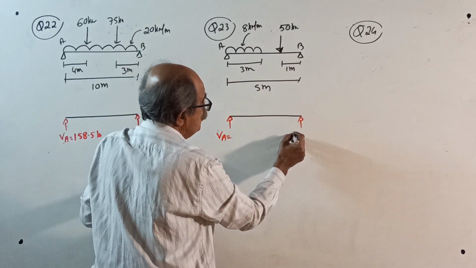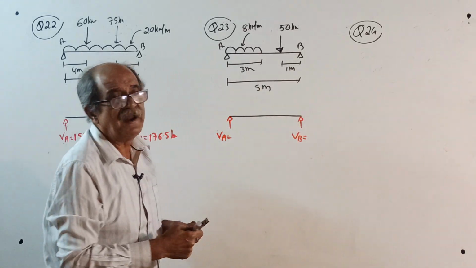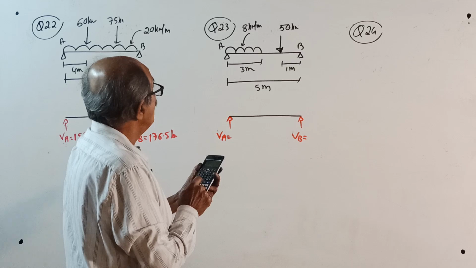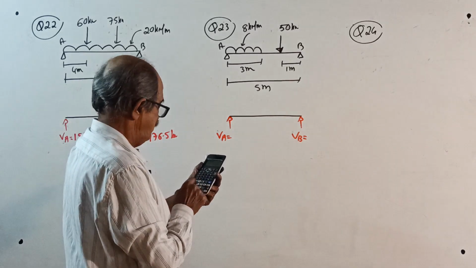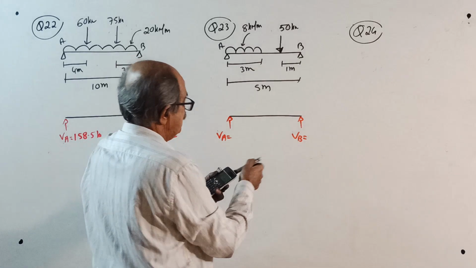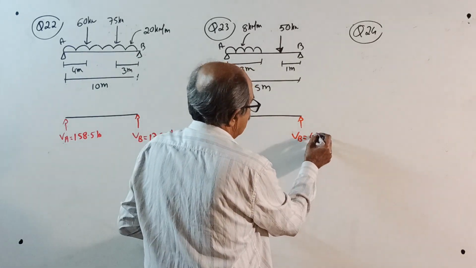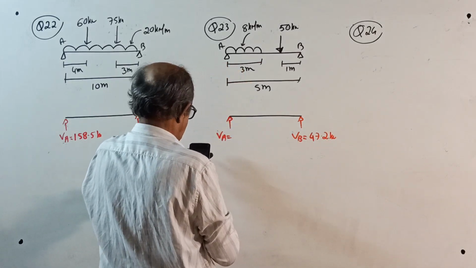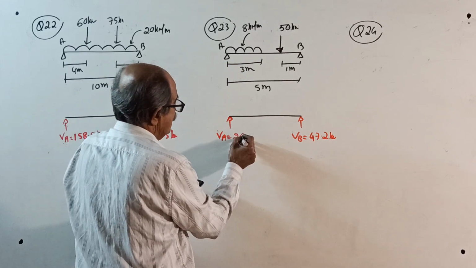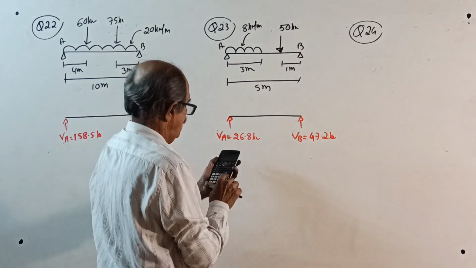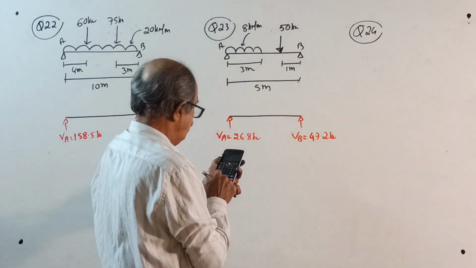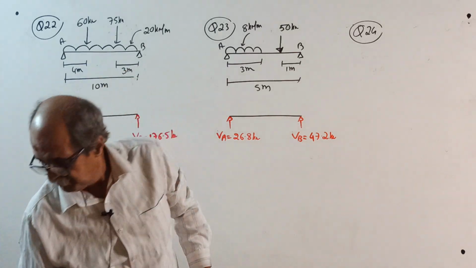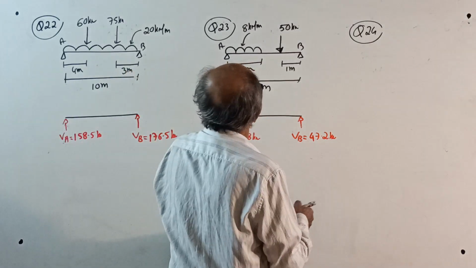VA, VB. See, I told you, total questions will go beyond 100 or 150 by the time I finish it. 8 into 3 into 1.5 plus 50 into 4 divided by 5. 47.2 kilonewton. 26.8 kilonewton. But I am checking the answer. 50 plus 24 into 3.5 divided by 5. 26.8, correct.